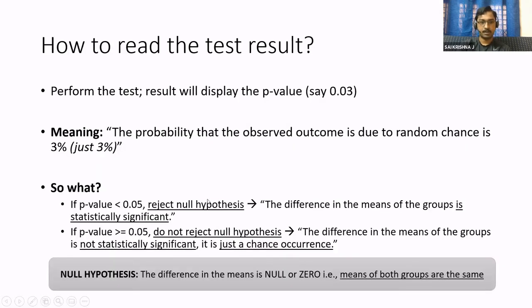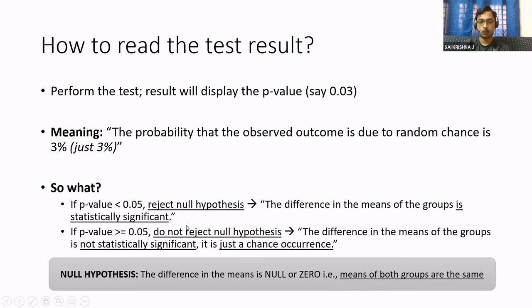If this p-value is less than 0.05, then you reject the null hypothesis. This basically means the difference in the means of the groups is statistically significant. In this case the p-value is 0.03, which is less than 0.05, so the difference is statistically significant. If the p-value is greater than or equal to 0.05, then you do not reject the null hypothesis. This essentially means that the difference in the means of the groups is not statistically significant and it is just a random chance occurrence.